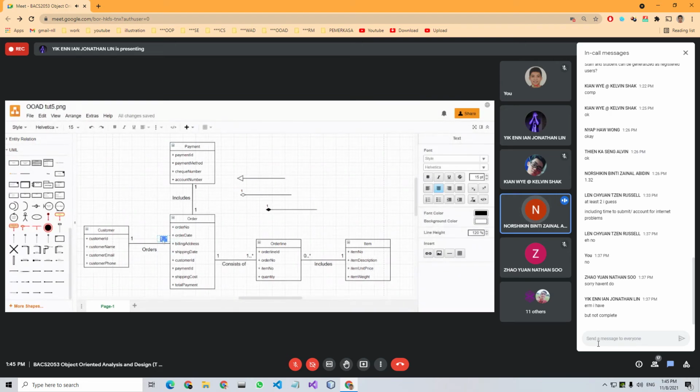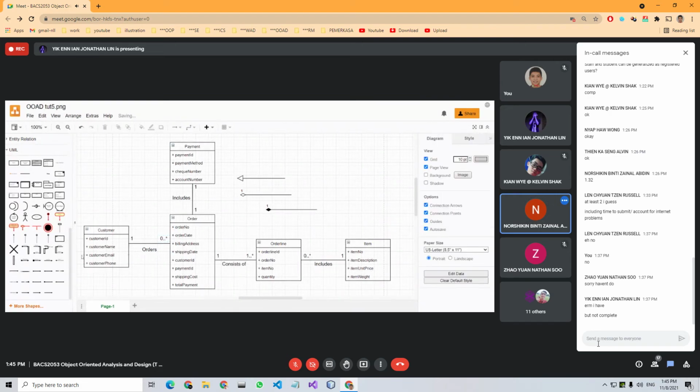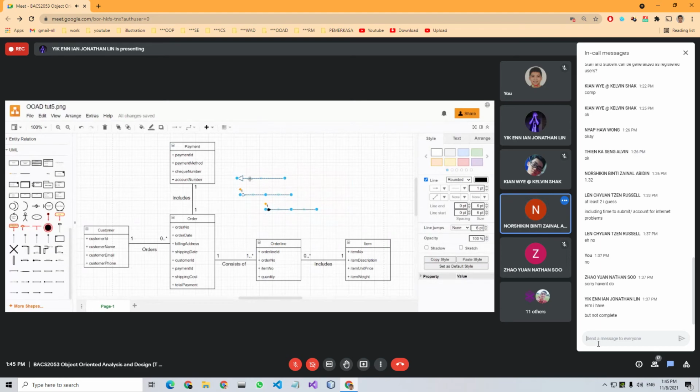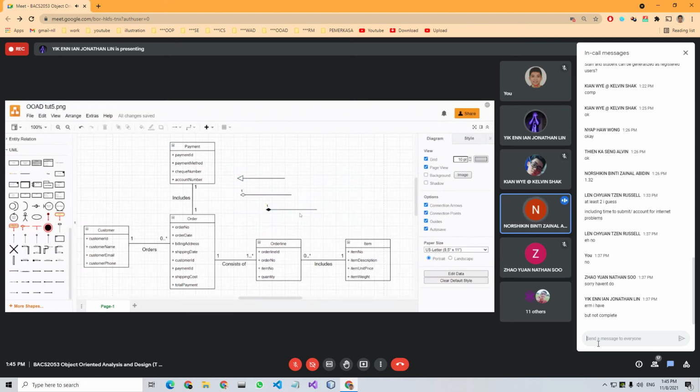So he already explained his multiplicity. Let me check: data type, operation, association, generalization, multiplicities. The one that he hasn't added is the aggregation or composition, if any.